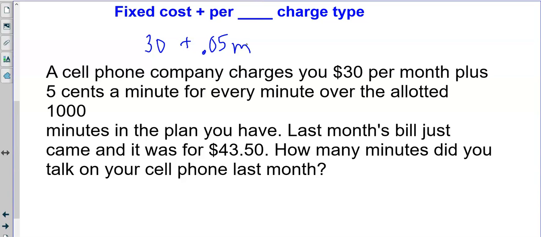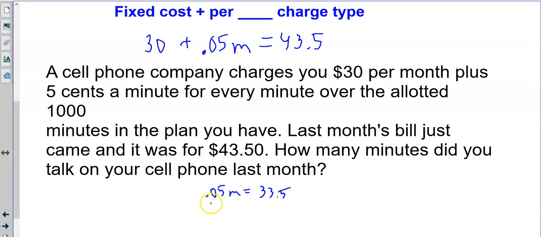Last month's bill came and it was for 43.50. So then you would have 43.5 equal to the total cost, right? 30 plus, and that kind of makes sense. You could almost solve this right now. In fact, I do want to solve this because something interesting happens. So if you subtract 30, you get 0.05 m equals, I guess that would be 33.5.